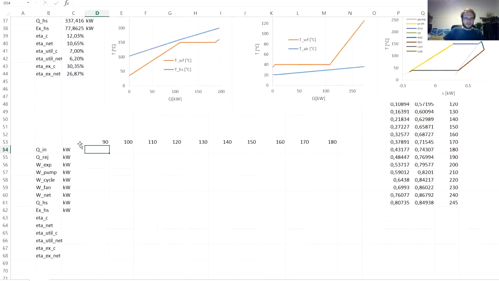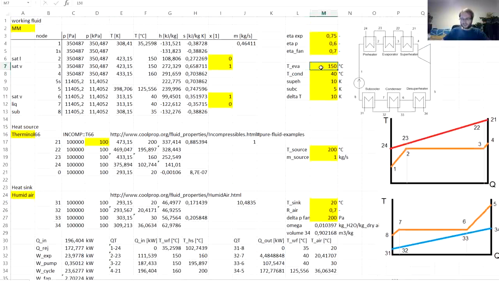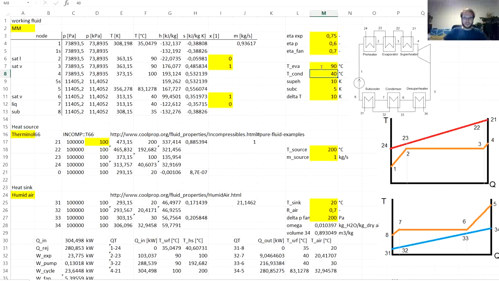Okay, and now we will be varying the evaporation temperature. This will be the evaporation temperature from 90 to 180 degrees C, and we will see how the cycle parameters will change. So first, let's change the temperature of the evaporation from 150 just to 90 degrees C.